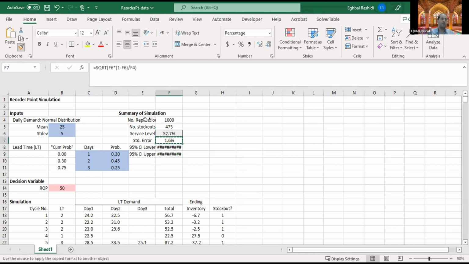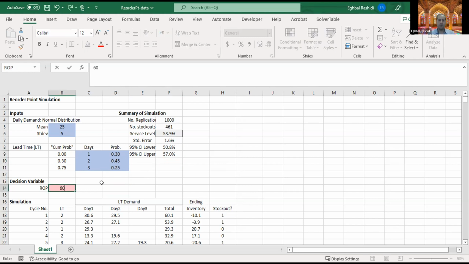So if I use this format for these two, this is how they would go. The service level right now, when the reorder point is 50, is almost 54%, 53.9. And the 95% confidence interval is something between. So we would say that we are 95% confident that the service level is between almost 51% and 57%. And this actually depends on the reorder point.